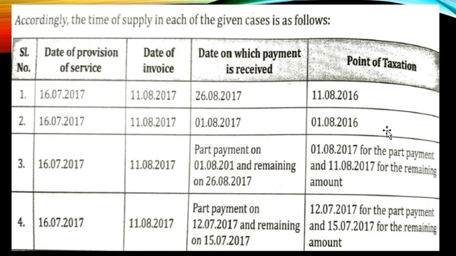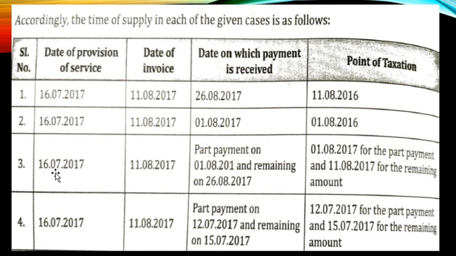So when it is service, you need to look into the date of invoice and the receipt of payment. If the invoice is not given within 30 days, then the date of provision and date of payment will be considered, whichever is earlier among them.